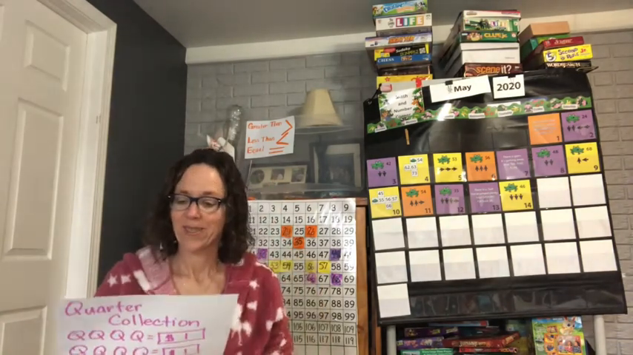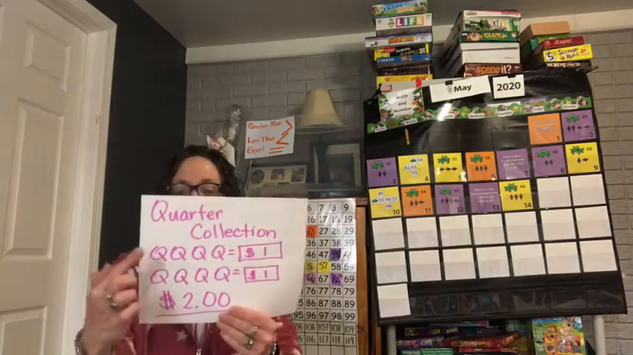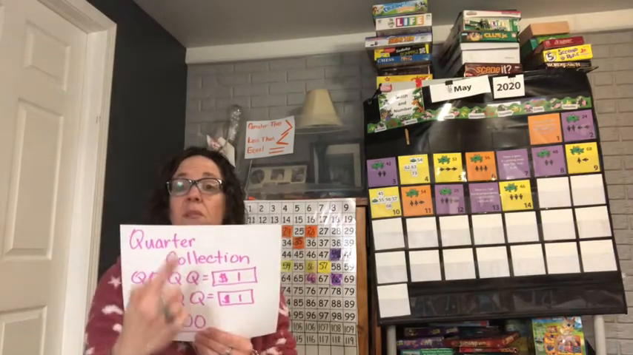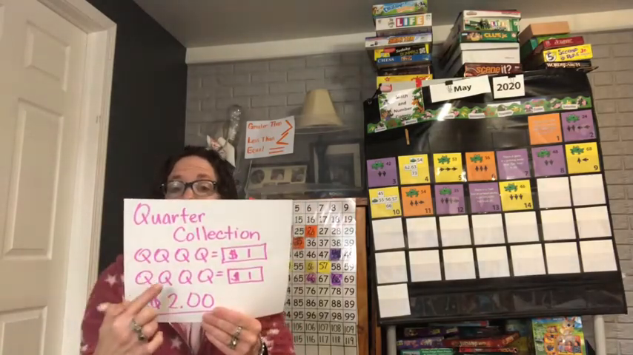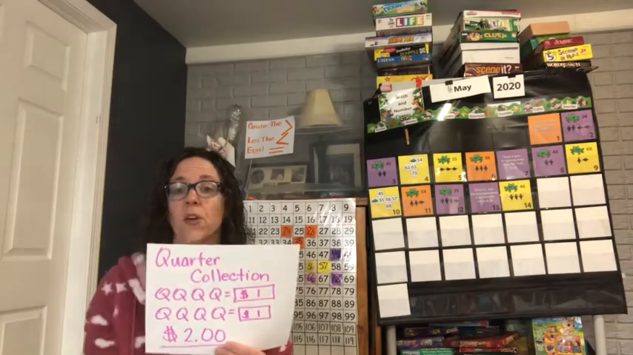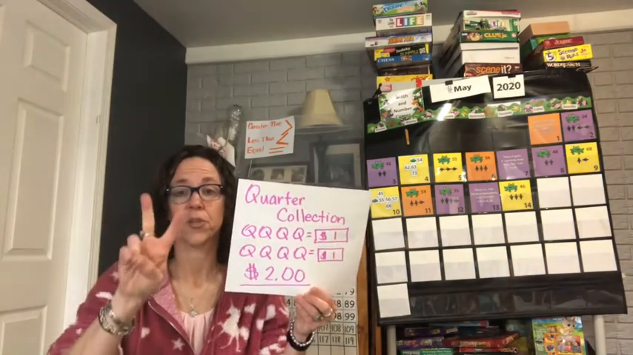Next, we have our quarter collection today. Today, we have 8 quarters. 25, 50, 75, a dollar. 25, 50, 75, a dollar. So you're right, today we have $2.